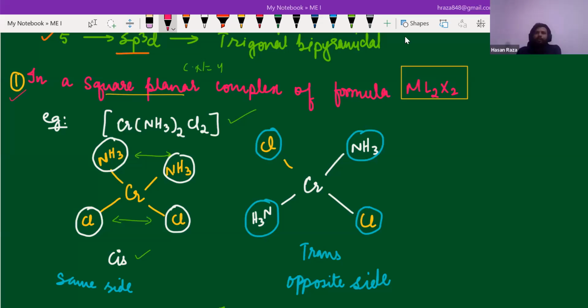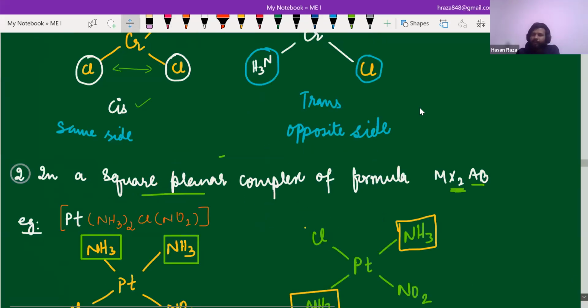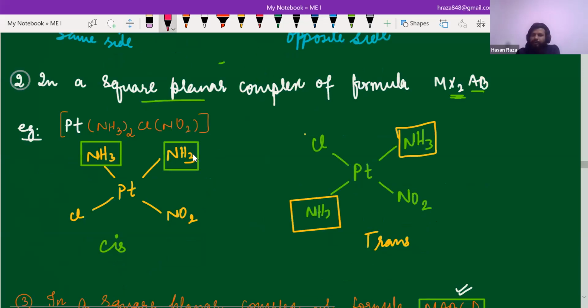Now we are going to take the case where two of the ligands are the same. Now we have a formula like MX2AB, which means one ligand type is repeated and the others are different. If the two X are on the same side, that is cis, and if they are on the opposite side, that means trans. Okay. Please do write it.